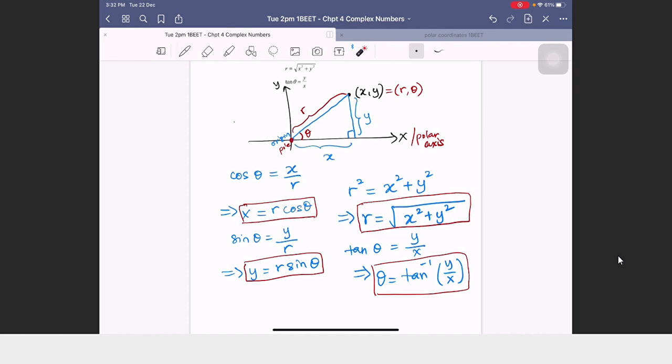Maybe you are given a rectangular coordinate, and the question may ask you to find the polar coordinate with respect to that particular rectangular coordinate, or vice versa. You are given a polar coordinate and you are to convert it to rectangular. So that means you need all of this. In fact, these are the four important formulas that we will be using a lot for the rest of the chapter.